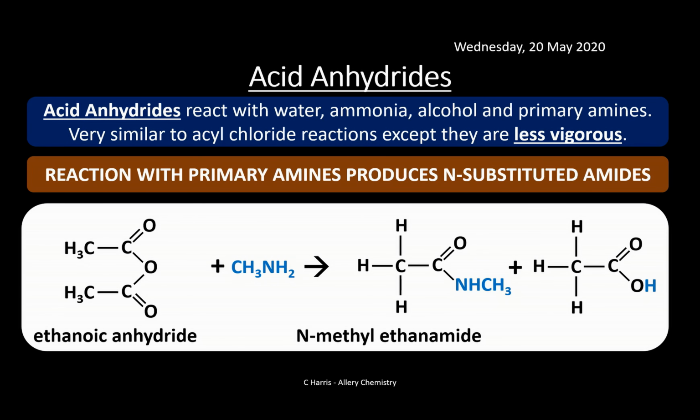Okay? So you can see there's a lot of symmetry with acid chlorides and acid anhydrides. So the reactions are the same. It's just obviously with acid anhydrides, you produce a carboxylic acid. With acid chlorides, you produce HCl instead.